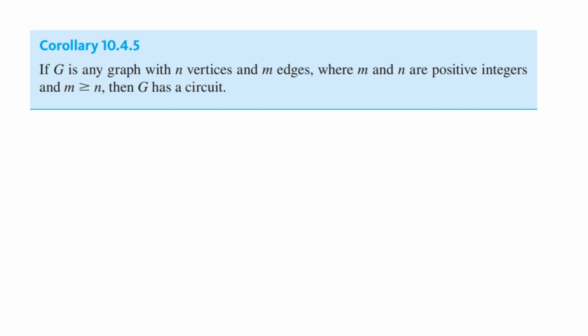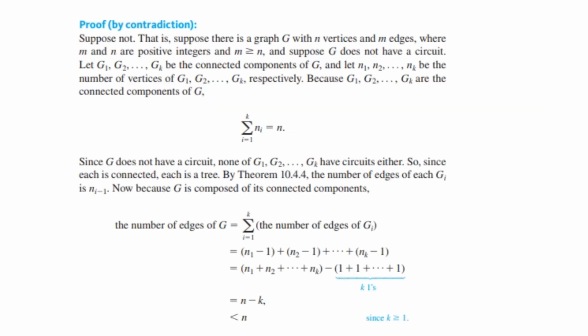We begin with a corollary from the big theorem that we just proved, and the corollary is this. If G is any graph with n vertices and m edges, where m and n are positive integers, and m is bigger than or equal to n, then G has to have a circuit. Let's look at the proof.